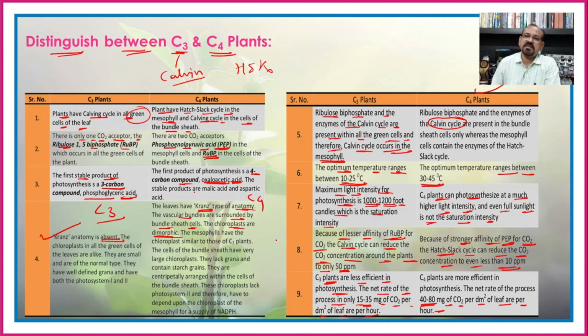Again, in the C3 plants, the ribulose 1,5 bisphosphate has less affinity to carbon dioxide, and in such cases, if the oxygen concentration increases beyond the carbon dioxide, then there is photorespiration in case of the C3 plants, but the photorespiration is found to be absent in the C4 plants.